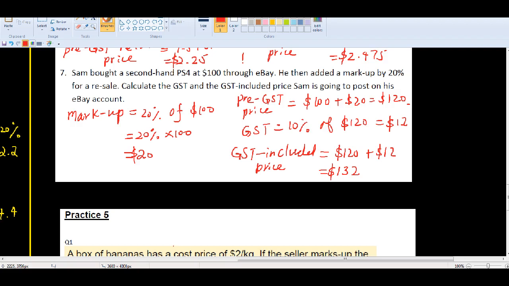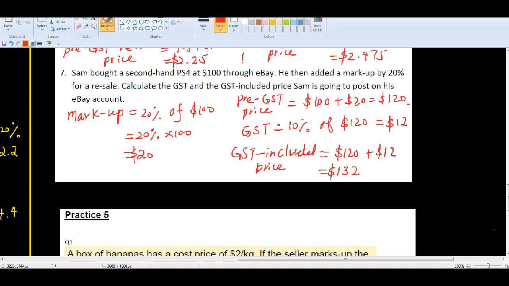Okay, let's see the answers. First you need to find the markup, which will be 20% of $100, the cost price. So 20% of 100 is $20. That's the markup. The pre-GST price would be the cost price plus the markup, which becomes $120, and GST will be 10% of that pre-GST price, which is $12. The GST included price, which is the final price, will be $120 plus $12. Okay, so that will be it.